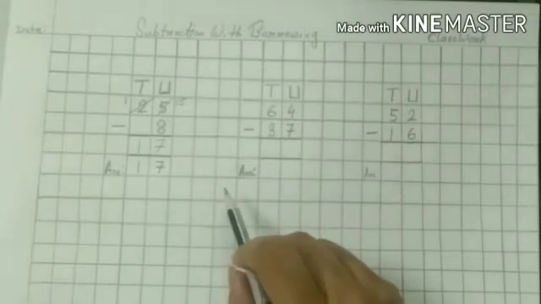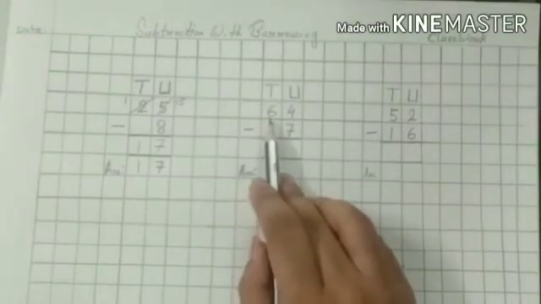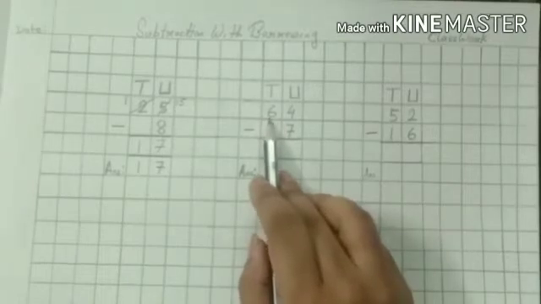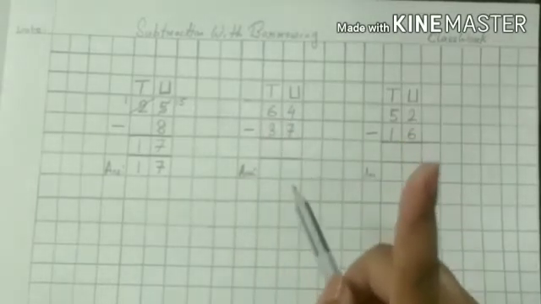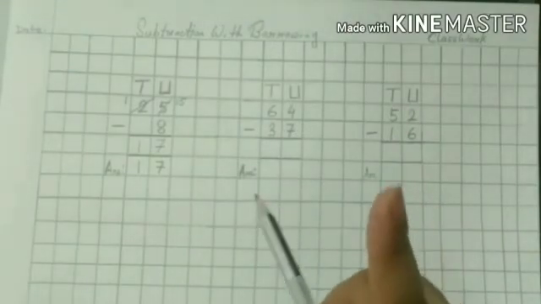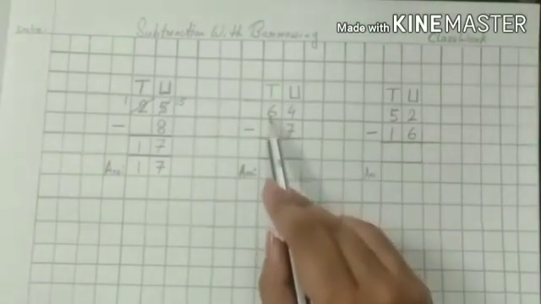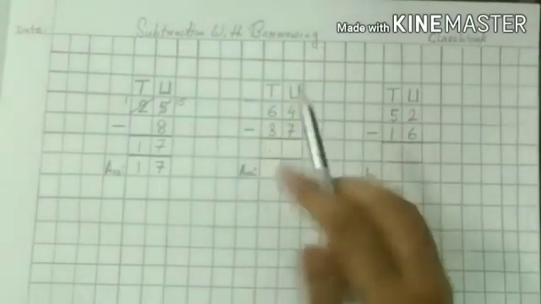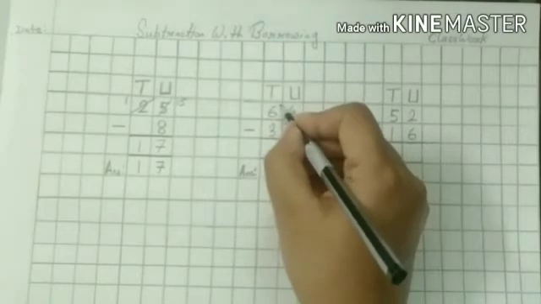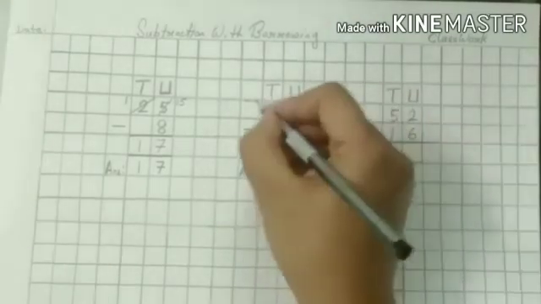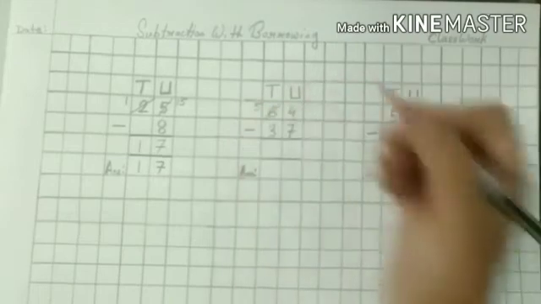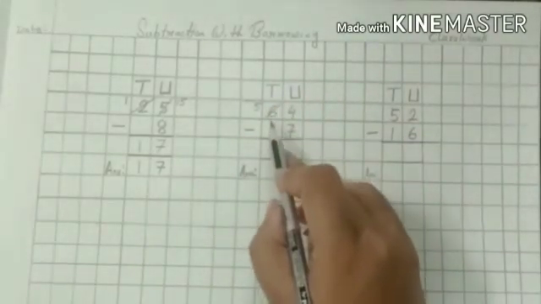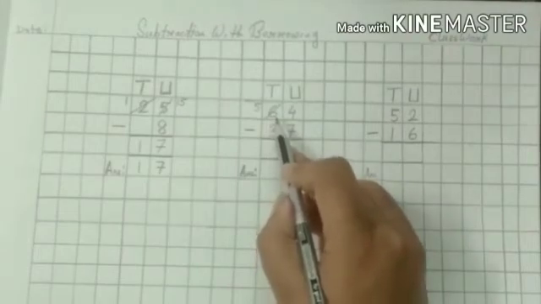Alright? So, 5 tens will remain here. How? 6 tens minus 1 ten that we are going to borrow. We will take it from 6 tens. So we will be remaining with 5 tens. So 6 tens will become 5 tens, children. Because we took away 1 ten from 6 tens.